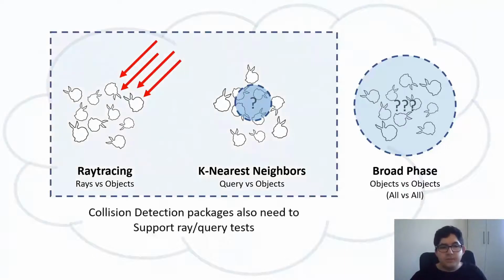Yet, collision packages usually need to support some rudimentary level of ray tracing, which is called raycast for game developers, and some form of query testing, like which objects are in this region, which objects intersect this path. So it also encodes a little bit of the other two problems.